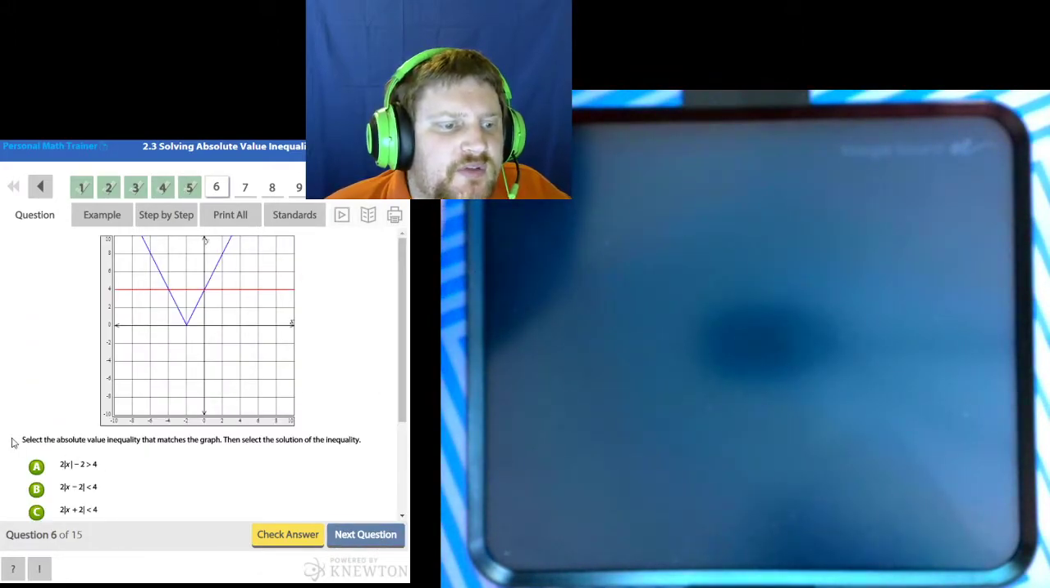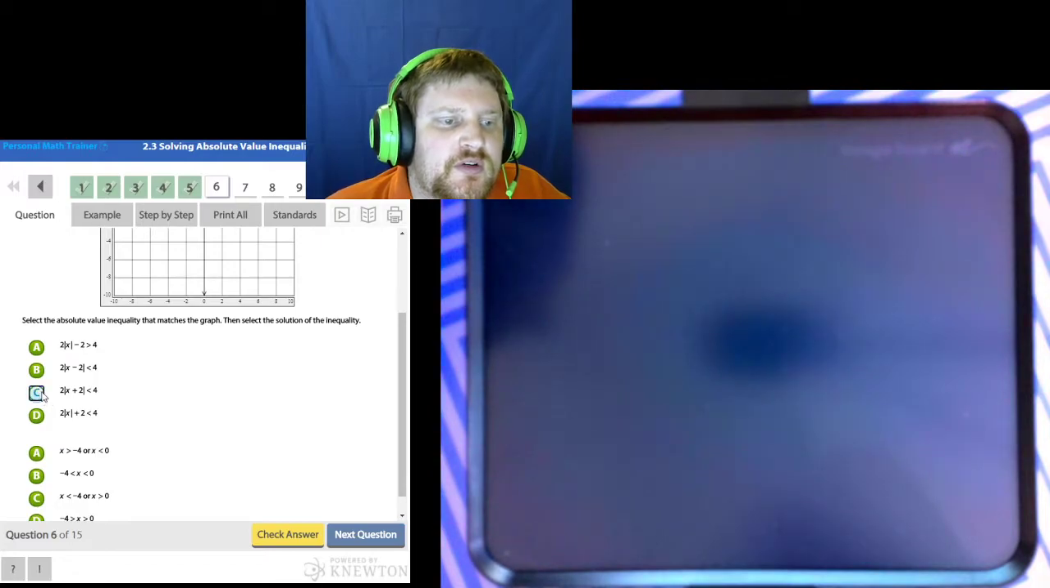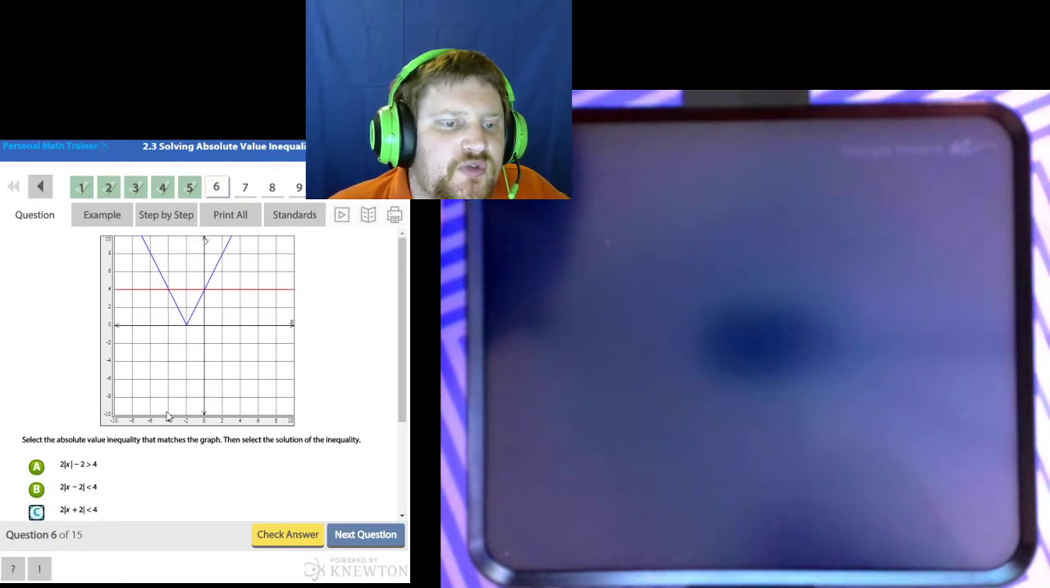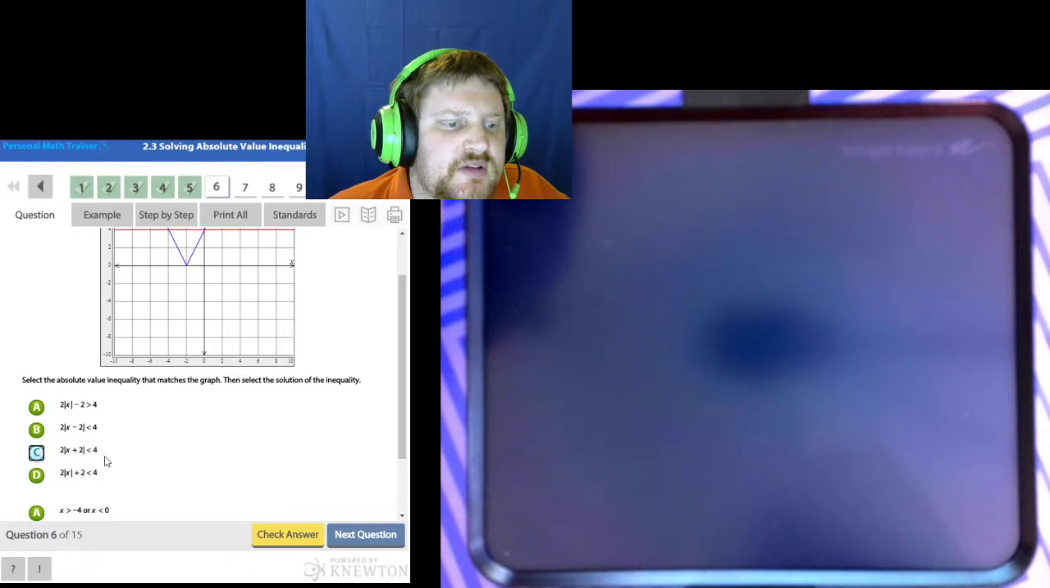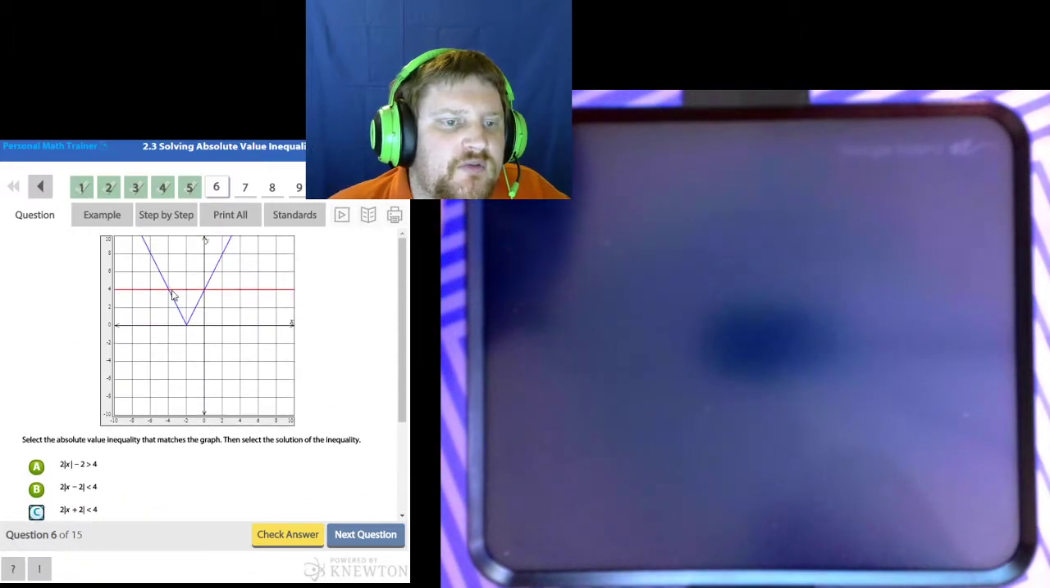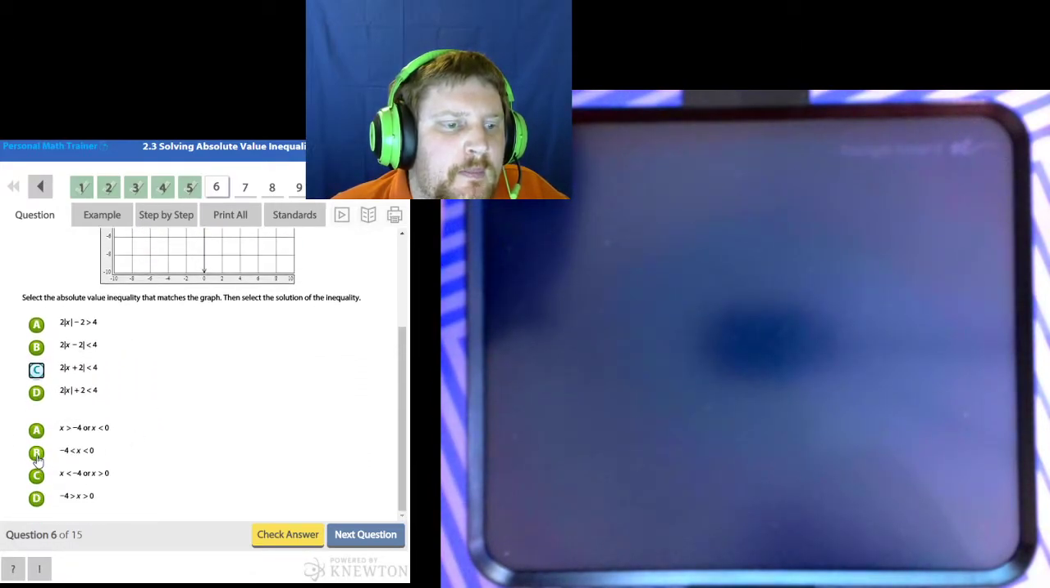Next, we have select the absolute value inequality that matches the graph, then select the solution of the inequality. We've moved to the right 2, so we are looking for plus 2 on the inside of parentheses. Plus 2 on the inside. Solution is from negative 4 to 0, because it did say less than, right? Less than. So negative 4 to 0. Make sure your absolute value symbols are pointing in the correct direction.